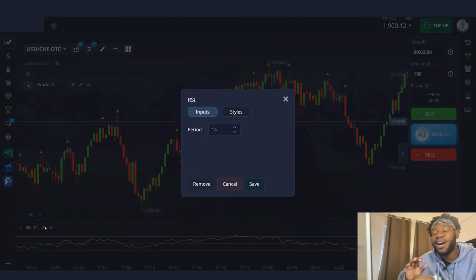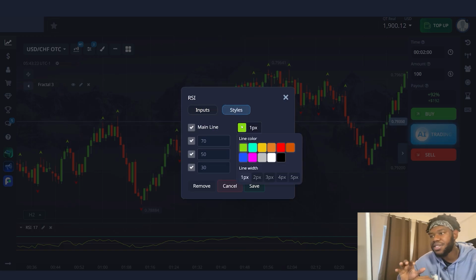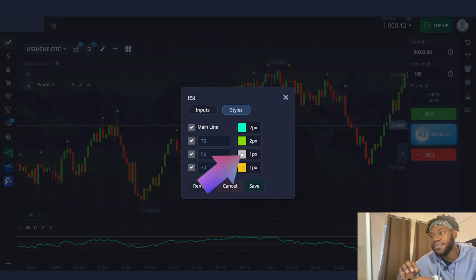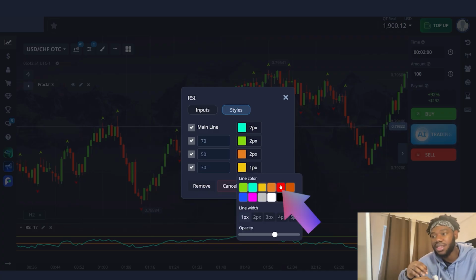Okay, now open the RSI settings. The indicator period should be increased to 17 in order to remove unnecessary fluctuations in the indicator line. Now in the indicator style settings, I will make the color of the main line turquoise and increase its thickness. Level 70 will be green and I will also increase the thickness. At level 50, I'll turn the color orange, increase the thickness and make it opaque. Now level 30 will be red and I will also increase the thickness.